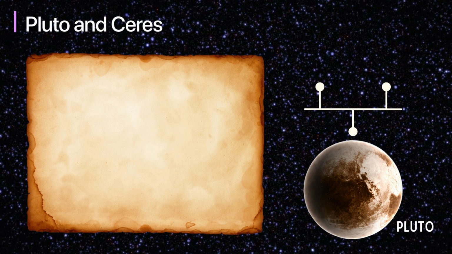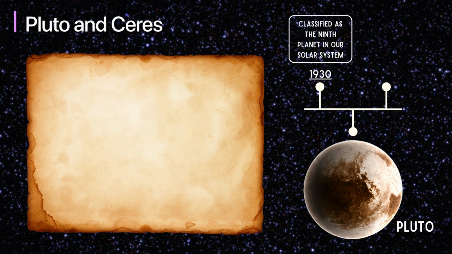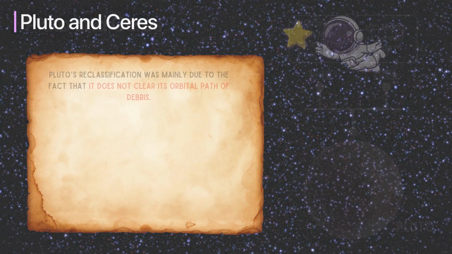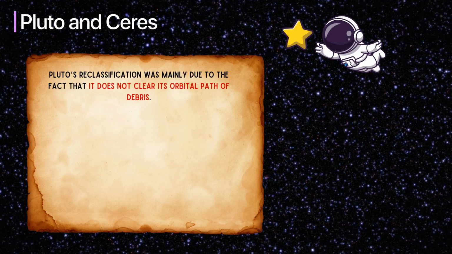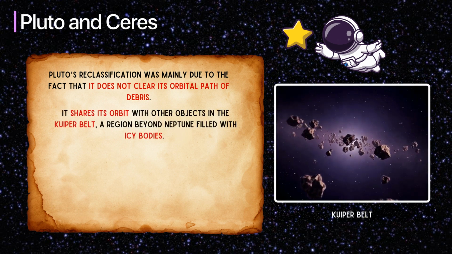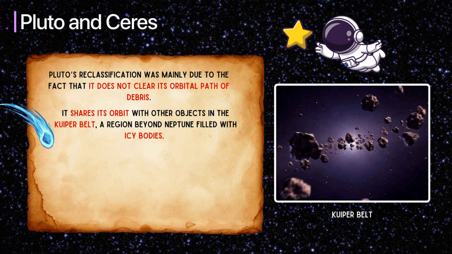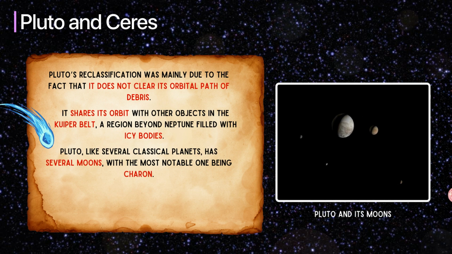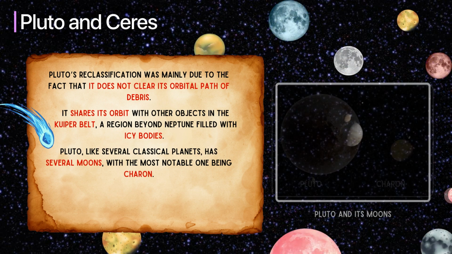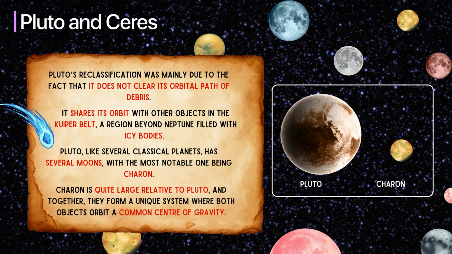For example, Pluto, discovered in 1930, was originally classified as the 9th planet in our solar system. However, in 2006, it was reclassified as a dwarf planet. This reclassification was mainly due to the fact that it does not clear its orbital path of debris. It shares its orbit with other objects in the Kuiper belt, a region beyond Neptune filled with icy bodies. Pluto, like several classical planets, has several moons, with the most notable one being Charon. Charon is quite large relative to Pluto, and together they form a unique system where both objects orbit a common center of gravity.